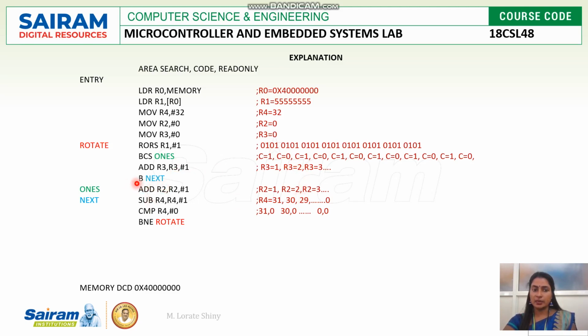Branch next, this is not a conditional branch. Directly I am jumping here, I am decrementing the count. Till R4 becomes 0, I will continue this. So the final result of R3 and R2, we have to check it.